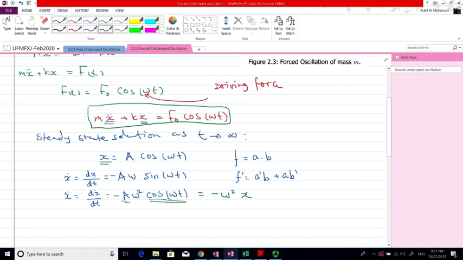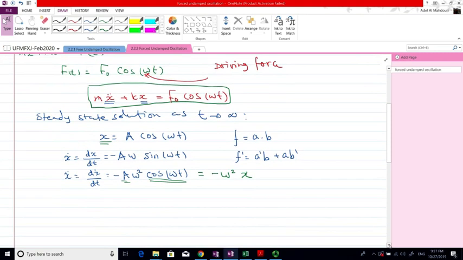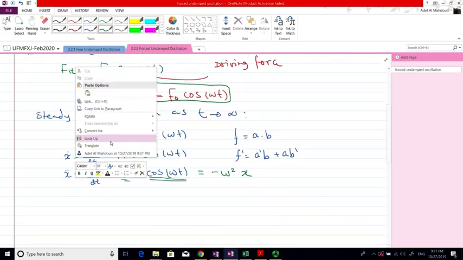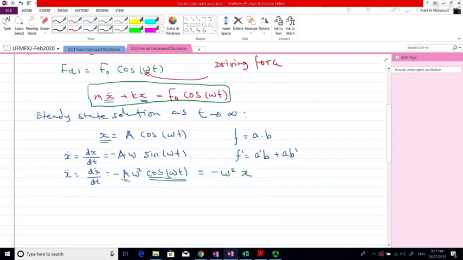All right, the next step is to do some substitution in this equation. So to substitute that, x double dot will be minus omega squared x. Then we'll have minus m omega squared x plus kx equal to F naught cosine omega t.